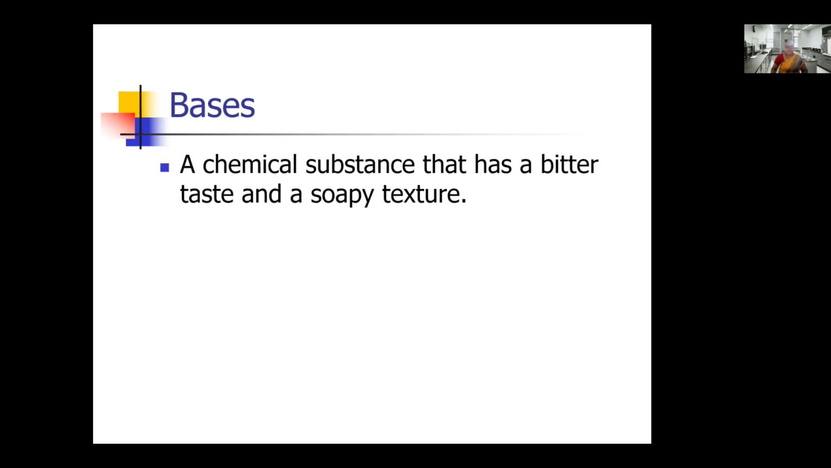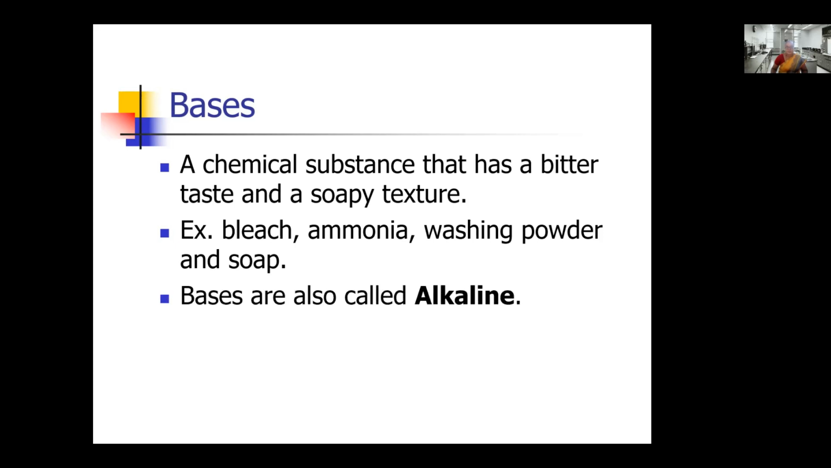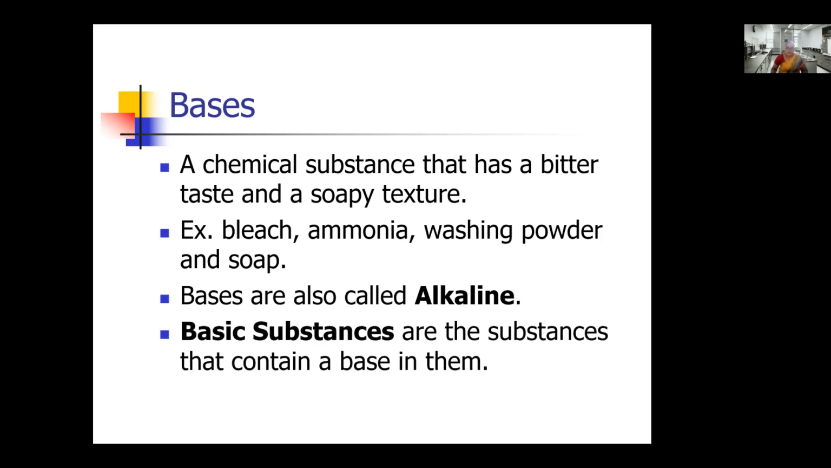Next, bases. A base is a chemical substance that has a bitter taste and soapy texture. Example: bleach, that is bleaching powder, which we use as an antibacterial agent. Now we are using this kind of powder because of the pandemic. This bleaching powder is a white colored powder. Then ammonia, washing powder, and soap. Bases are also called alkalis. Basic substances are the substances that contain a base in them.